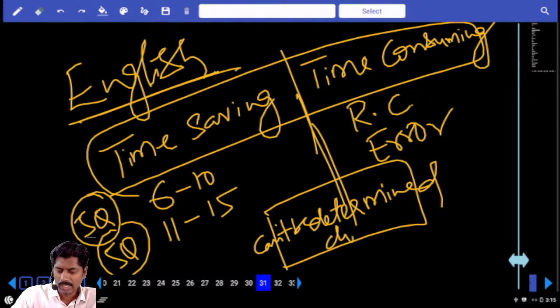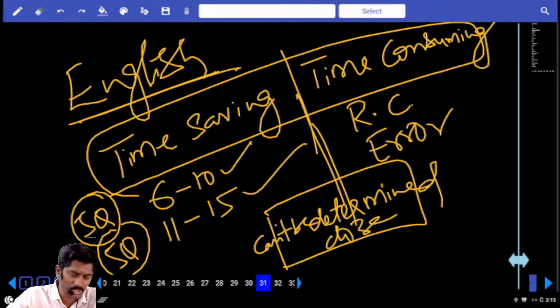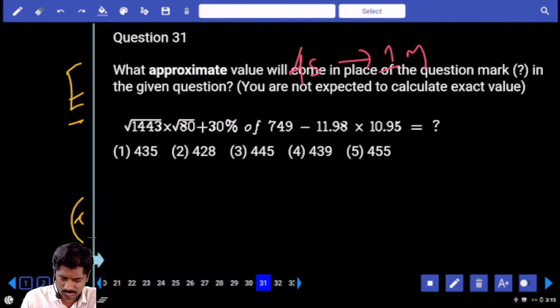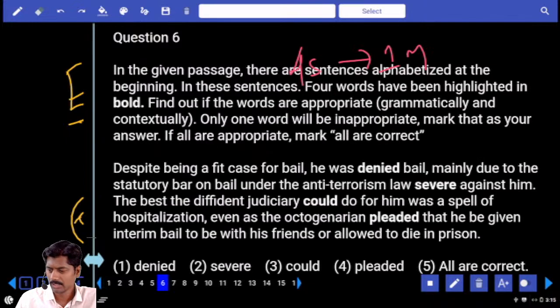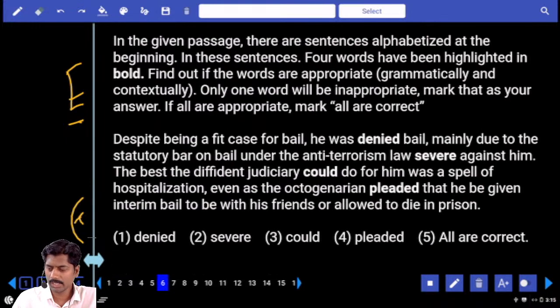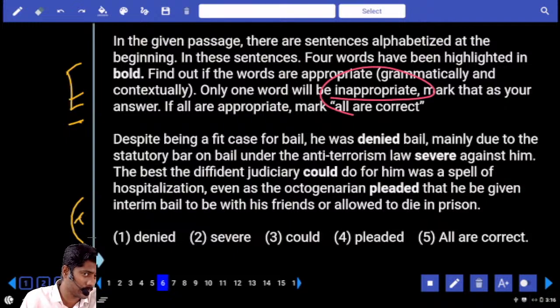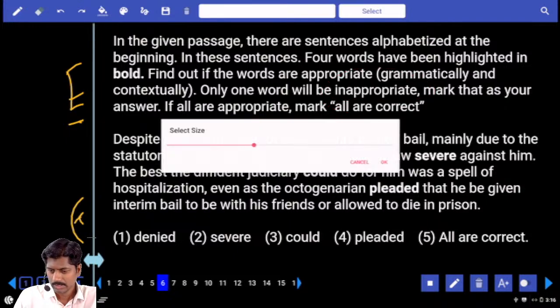Close test. Let's do one thing. We'll start with these 2 sections. Later on we will go ahead with other sections. Let's start with the 6th question. What is it indicating in the given passage? There are 4 words in bold, and we need to find the words which are grammatically and contextually correct. Only 1 word is inappropriate. So our job is to find which bold word is inappropriate in terms of grammar and context.